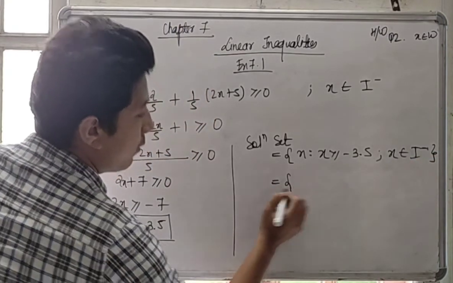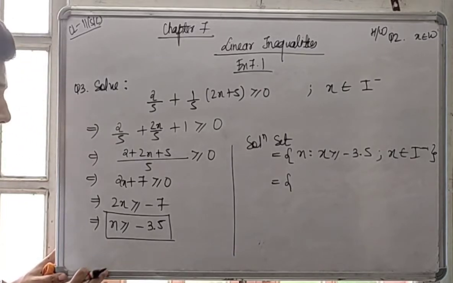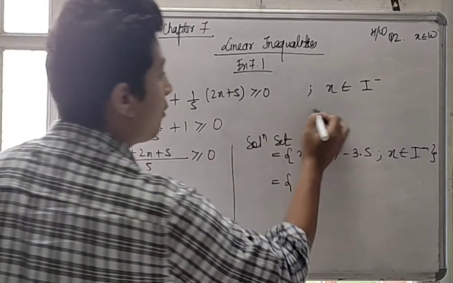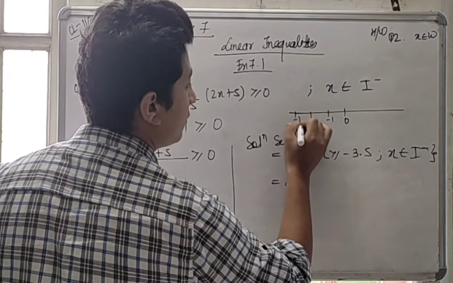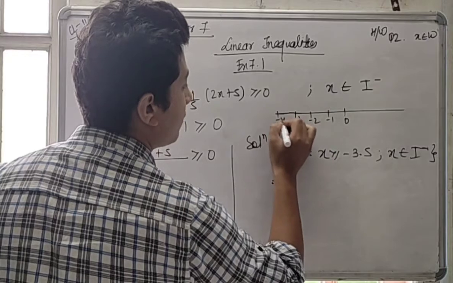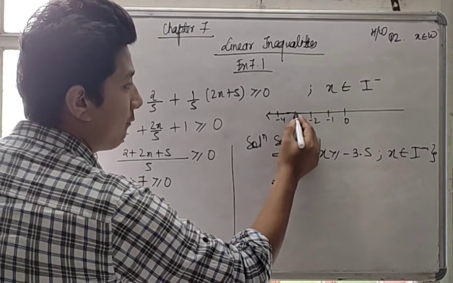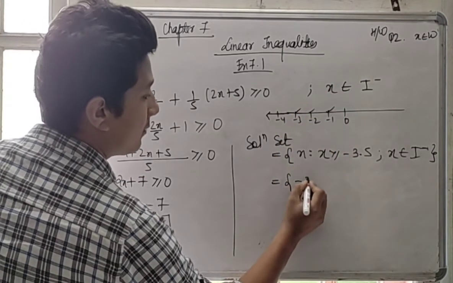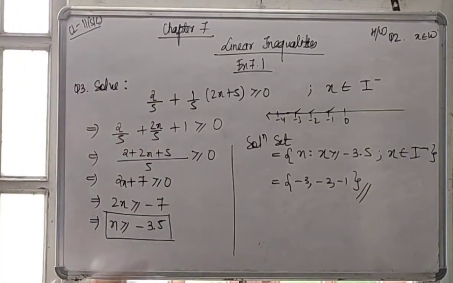What values will be there? It should be greater than minus 3.5, and 3.5 is not an integer. If you draw a number line, 0 is here, then minus 1, minus 2, minus 3, and somewhere here minus 4. So minus 3.5 is here, so the values have to be minus 3, minus 2 and minus 1. These will be the solution set. Please pause the video and note it down.